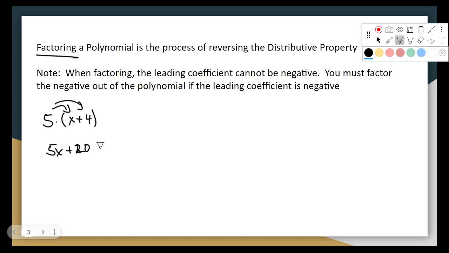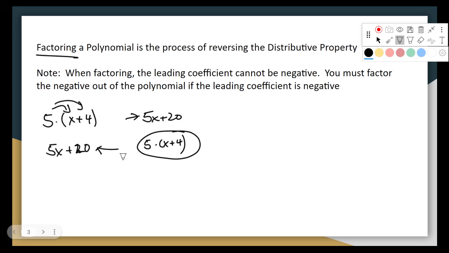Now, what I want you to do is start with the 5x plus 20 and give me an answer of 5 times x plus 4. I want you to undistribute this polynomial. I want you to factor out the common factors from the polynomial to be able to write your answer in factored form. We call that factored form. That's what we're trying to accomplish here. Now, there's a reason for it. It shows up when we talk about solving quadratic equations. One of the ways we can solve a quadratic equation is by factoring it.